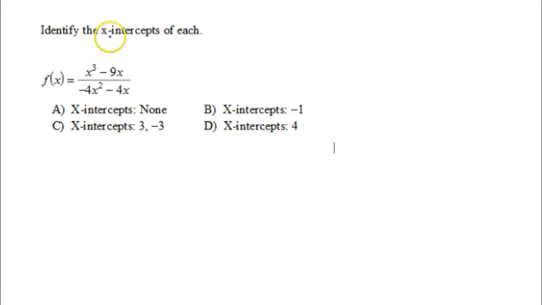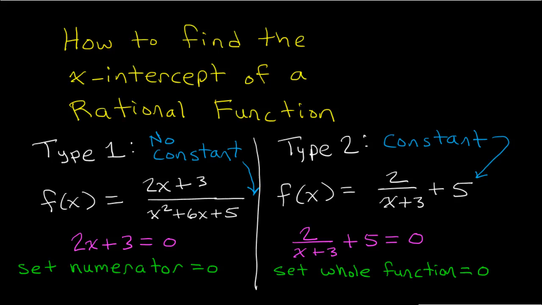Alright, let's determine the x-intercepts of this rational function. If you want to find the x-intercept of a rational function, you have to pay attention to which type of rational function you're dealing with, type 1 or type 2. So if it's a type 1, there will be no constant on the end. Type 2, there is.